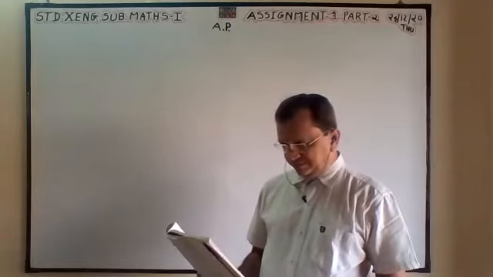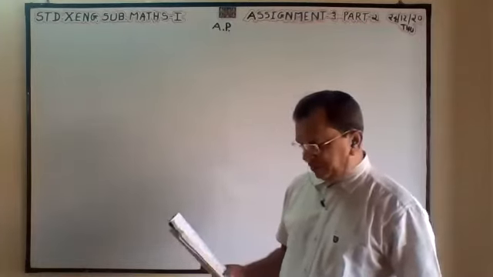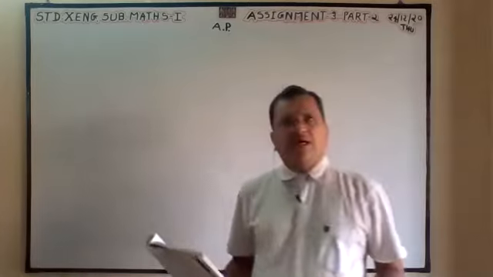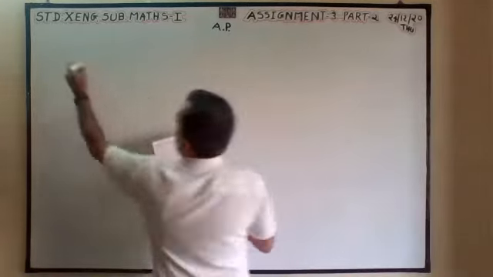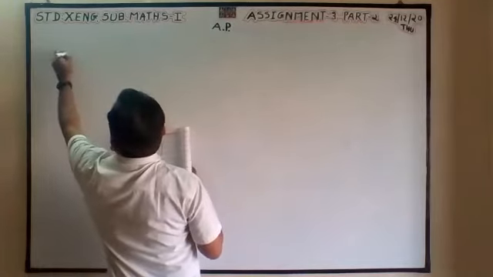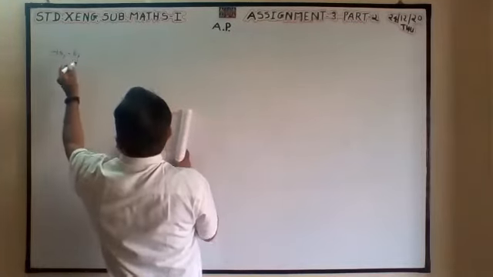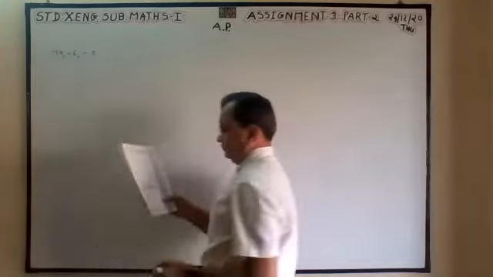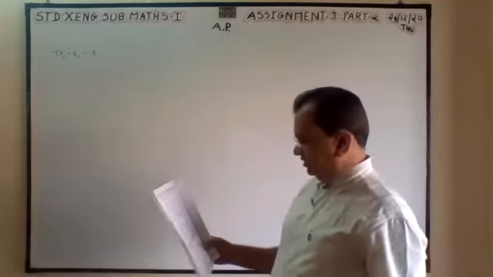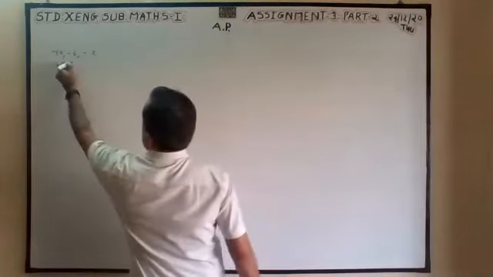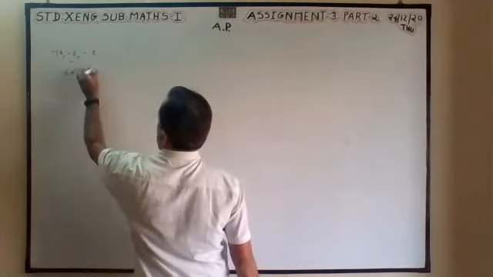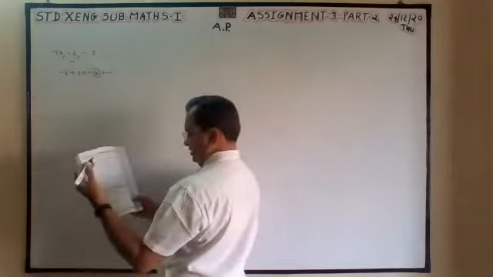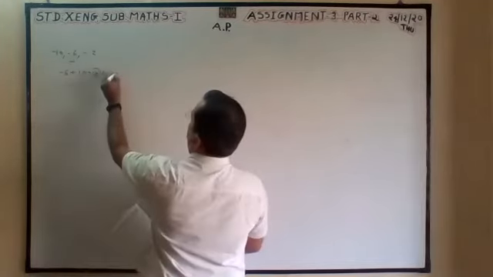First, problem set 3, MCQs. Minus 10, minus 6, minus 2. What is the difference? So minus 6 minus minus 10 is equal to 4. So 4 is the difference and that is the B answer.